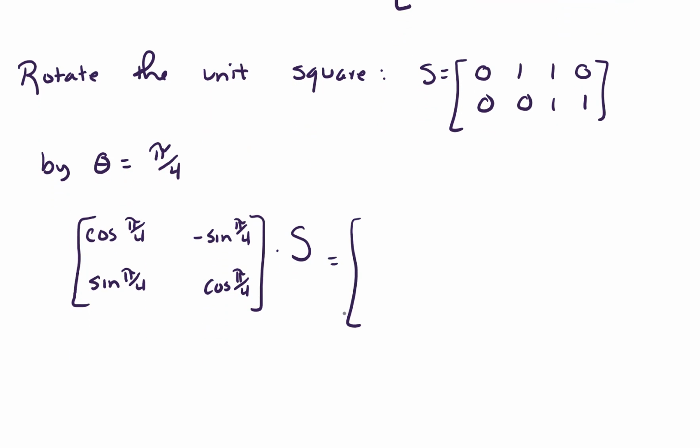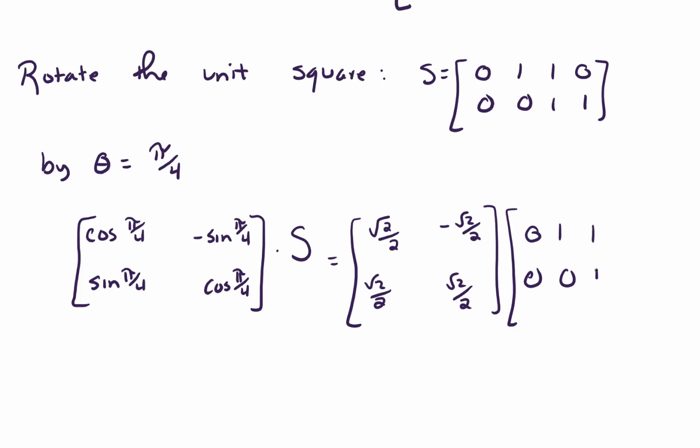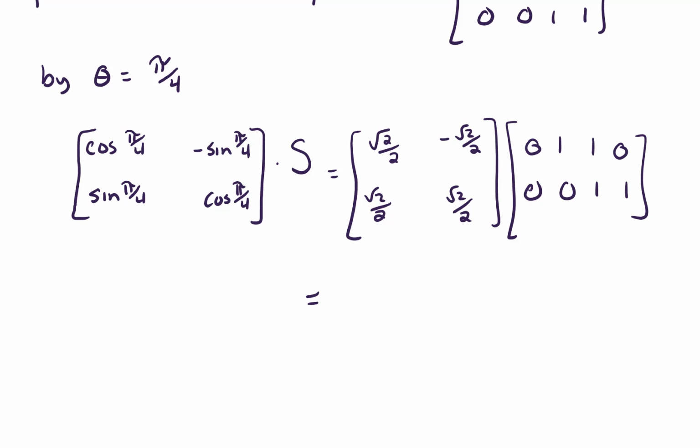Well, if we recall a little bit of trigonometry, cosine pi over 4 is root 2 over 2. And same thing with sine. So we have a negative sine, root 2 over 2. And matrix S consists of the vertices of the unit square. And when we multiply that through, we get our new vertices. Our new vertices end up looking like 0, 0. So there's our A prime. In the next column, we get negative root 2 over 2, root 2 over 2. So that's our B prime.